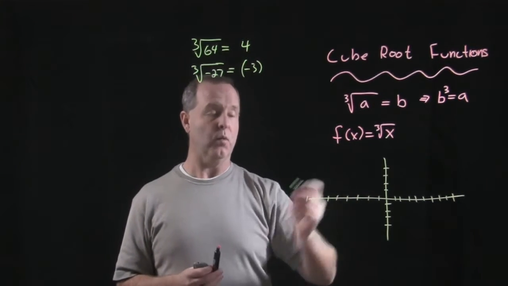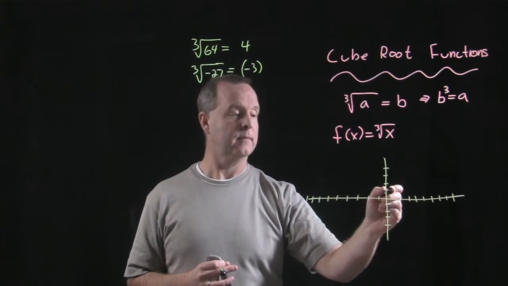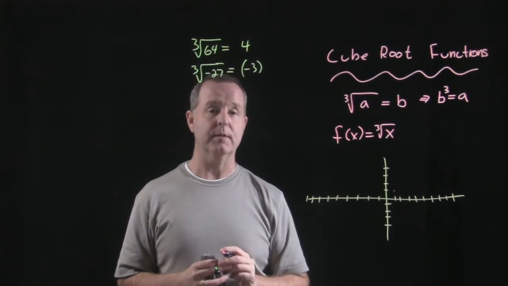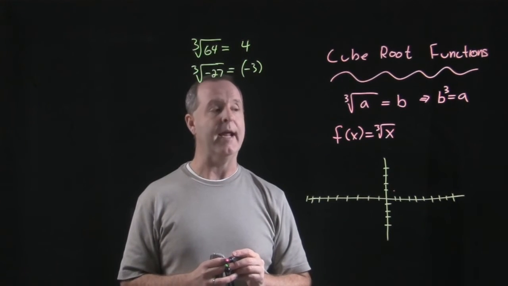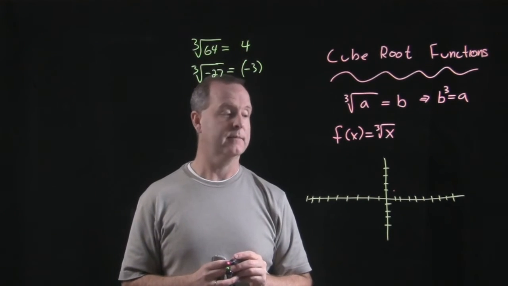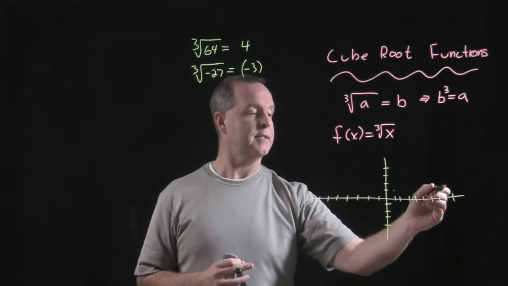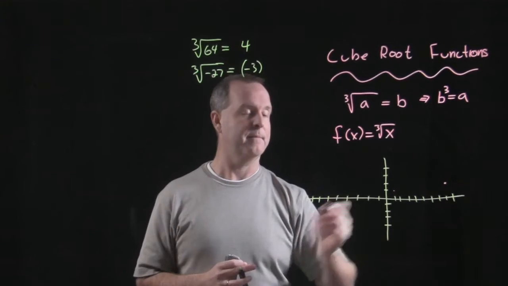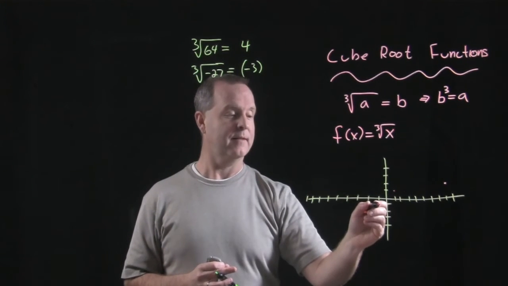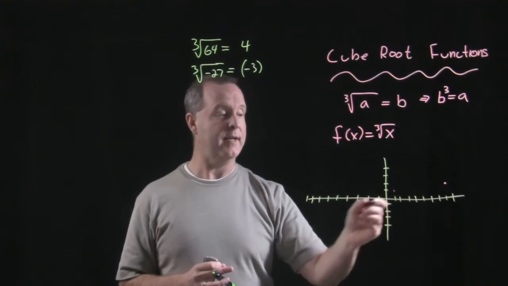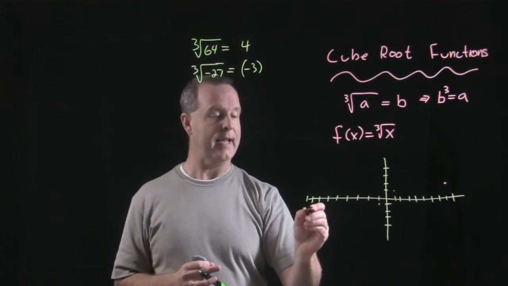Some of the values we know. If x were a 1, its cube root is also 1. If x were 8, its cube root is a 2. Likewise, if x were a negative 1, its cube root would be negative 1. And if x were a negative 8, it would be a negative 2.